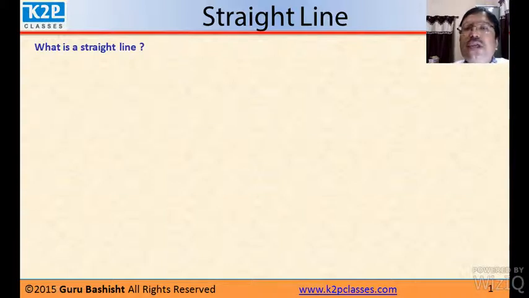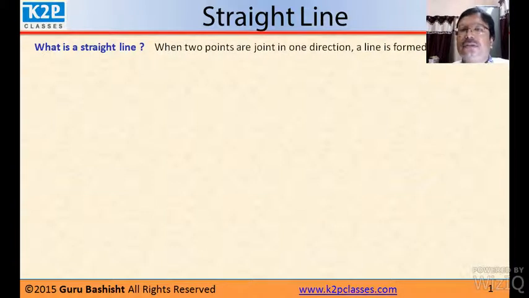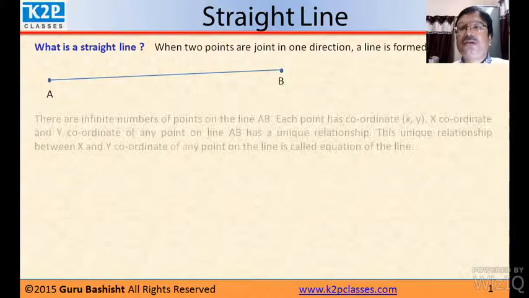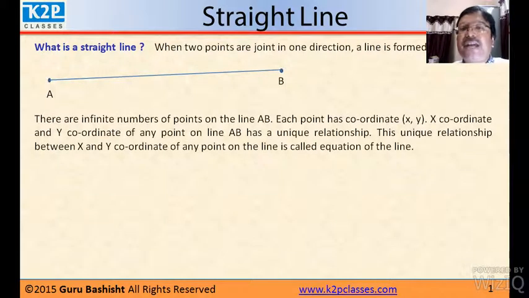So what is a straight line? When we join two points, it becomes a straight line. When two points are joined, a line is formed. Point A, point B. There are infinite numbers of points on the line AB.